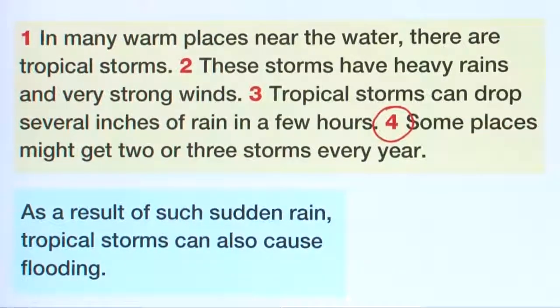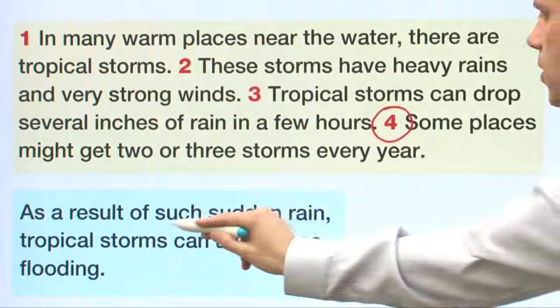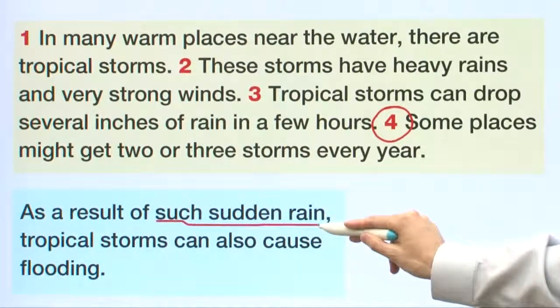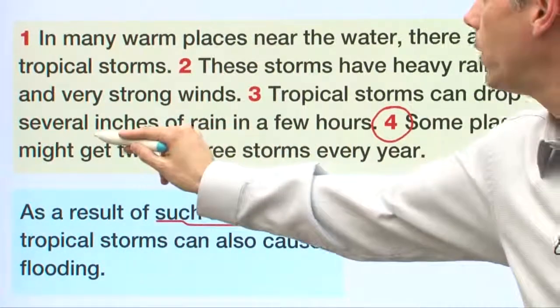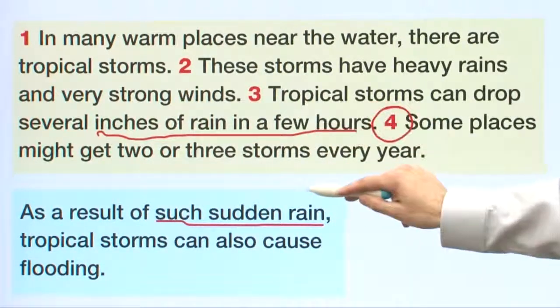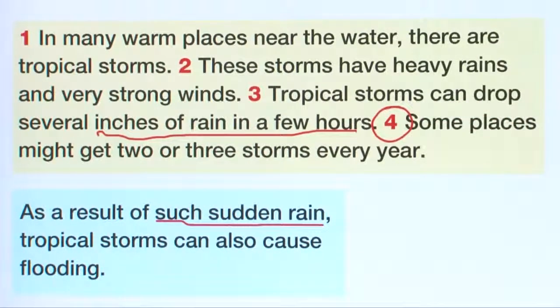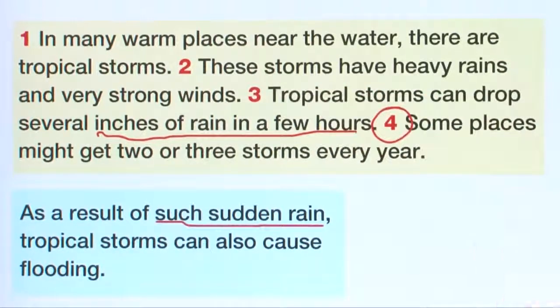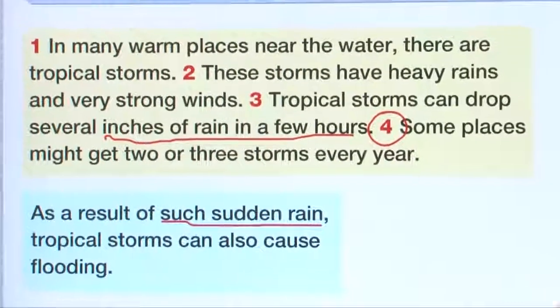It's actually here. Number 4 is a very, very good spot for it because it actually makes some sense. It says heavy rains, that's good, but why did I put it here? The key is here, such sudden rain. And the key words are can drop several inches of rain in a few hours. Inches of rain in a few hours and sudden rain, they're very similar. So that's why this sentence can go in here and it makes really good sense. If you put it in number 3, it's not bad, it's okay, but it's not really the best. All right, that's it, that's all.